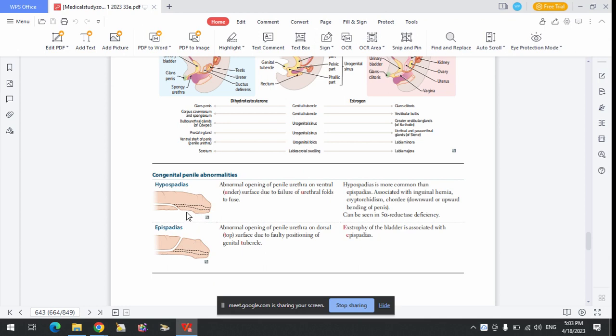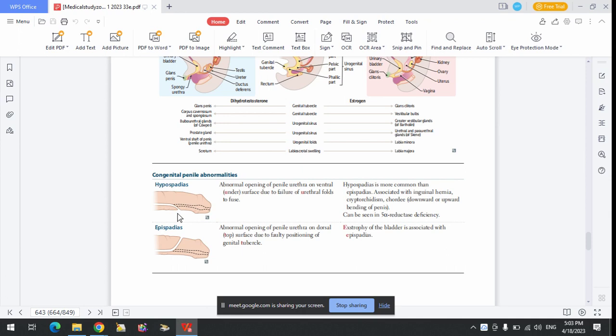Why? Because the urogenital folds are supposed to fold over each other and close so that the opening can be at the tip, but they do not close together. Even if they close, the closure is incomplete. So at the end of the day, the opening will be on the ventral aspect. Do you guys get that? That is the problem in hypospadias. The reverse is what happens in epispadias.